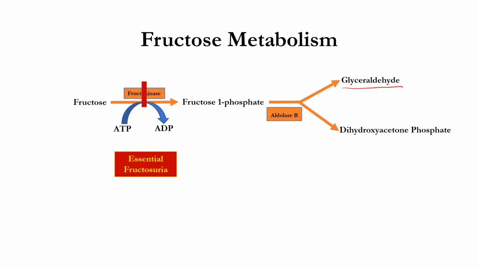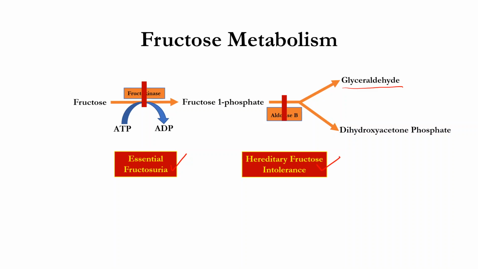The disease is known as essential fructosuria, and it occurs when there is a defect, damage, or decreased quantity of this enzyme. And the other disease is the deficiency of aldolase B. In this condition, there is a condition known as hereditary fructose intolerance.